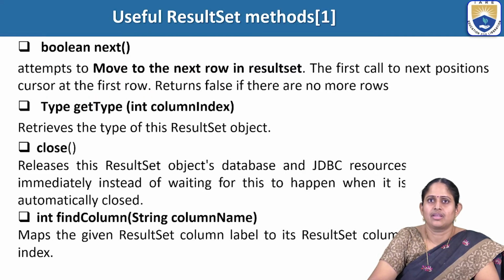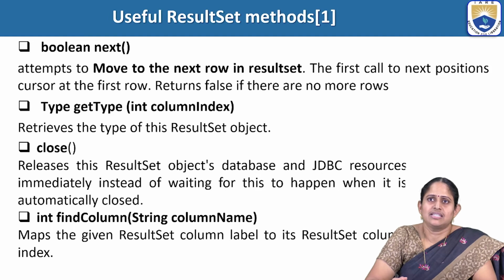back. So these are the methods inside the ResultSet, wherein the next method attempts to move to the next row in the result set. The first call to next positions the cursor at the first row, and it returns false if there are no more rows.